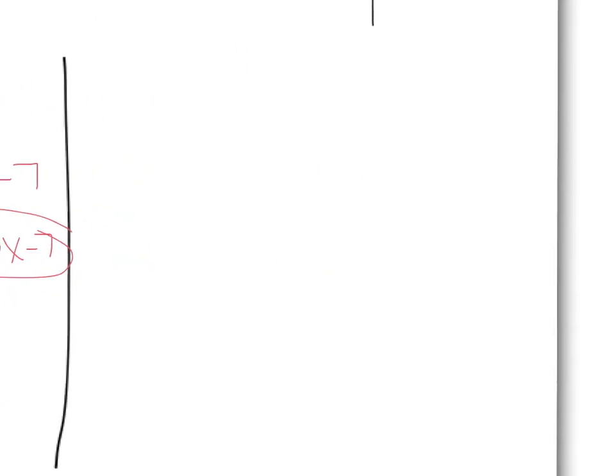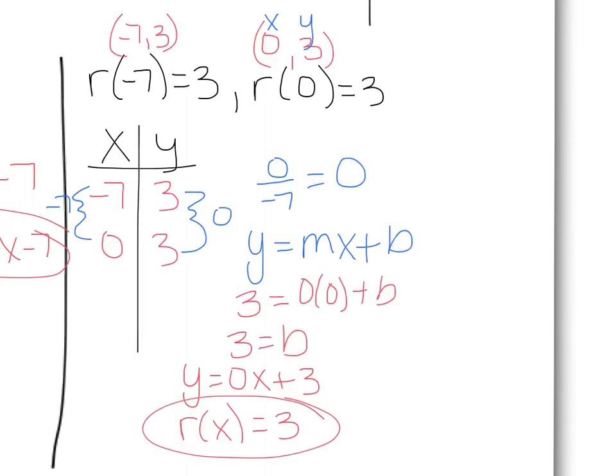Okay, I want you guys to try this last one on your own. This time we're talking about function r. r of negative 7 equals 3, and r of 0 equals 3. Okay, so I want you guys to pause the video, try this one on your own. Okay, the linear function should look like r of x equals 3. If you have r of x equals 0x plus 3, that's fine, but we kind of want to get in the habit of if it's 0x, let's just not include it.